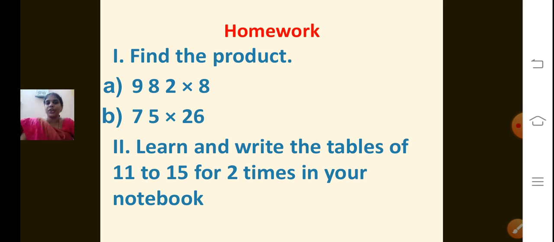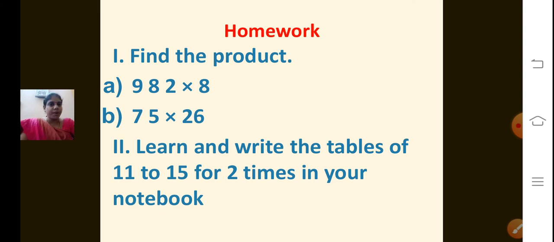Now, homework for you. Find the product of A sum: 982 into 8. B sum: multiply 75 by 26. And learn and write the tables of 11 to 15 two times in your notebook, and show it to me.